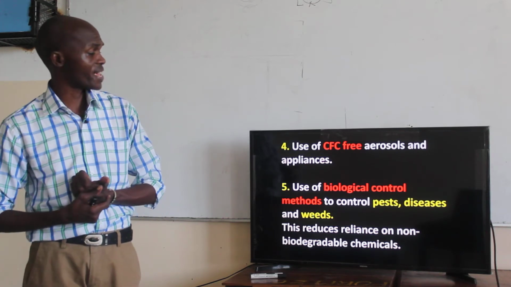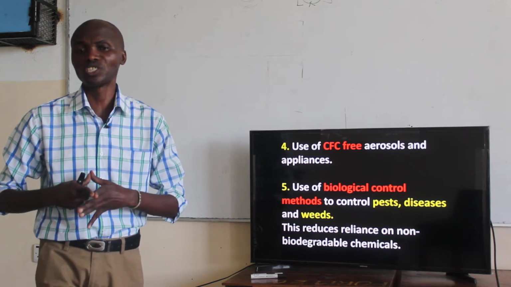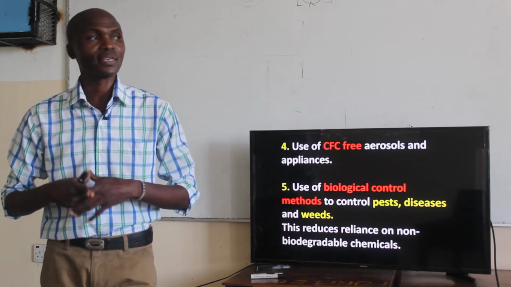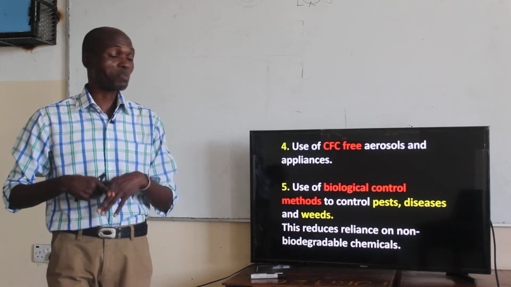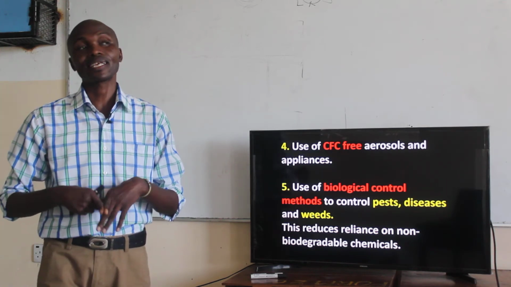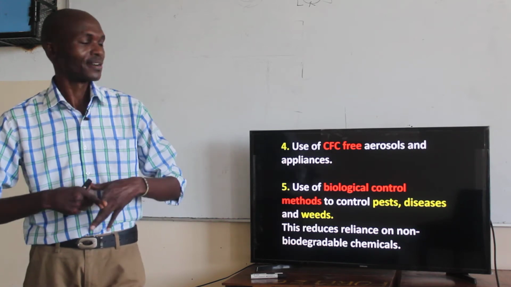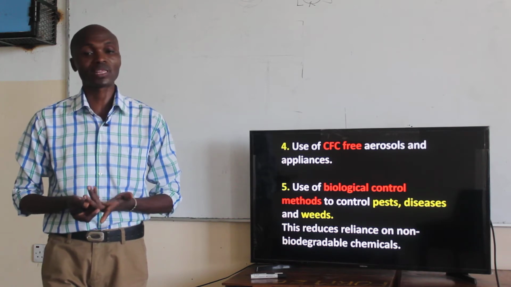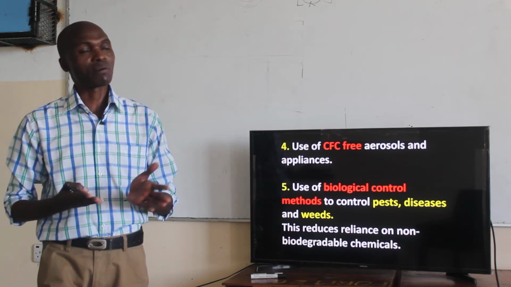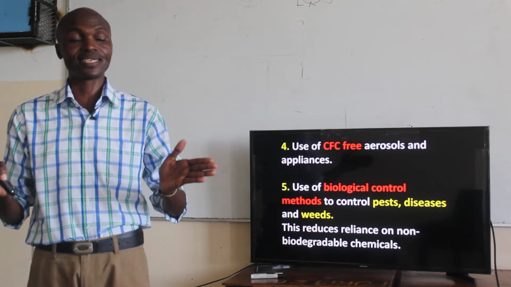Then number 5, we should be encouraging the use of biological control methods, especially in farming, in agricultural practices, to control pests, diseases, and weeds. Now this reduces the reliance on non-biodegradable chemicals. Biological control methods means things like a farmer can carry out intercropping to minimize pests and diseases.